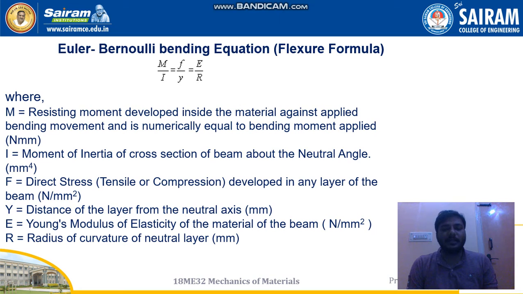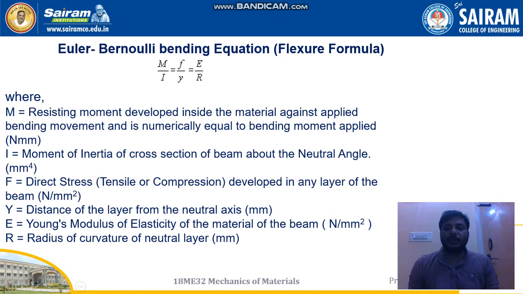They derived an equation that we're going to use further. That is what we call the flexure formula. This is the formula: M by I is equal to F by Y is equal to E by R. This is the Euler and Bernoulli bending equation, which we call the flexure formula, and we use this equation to find out the forces.